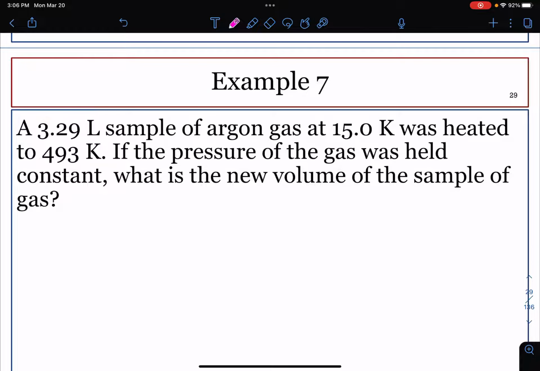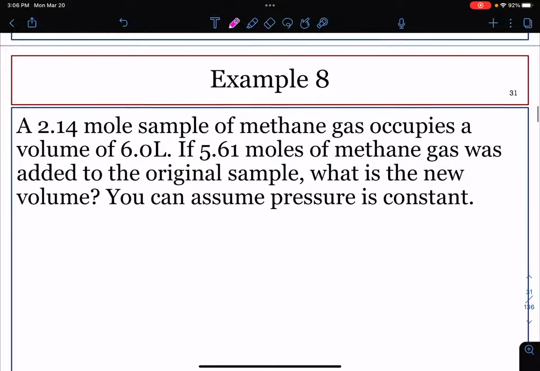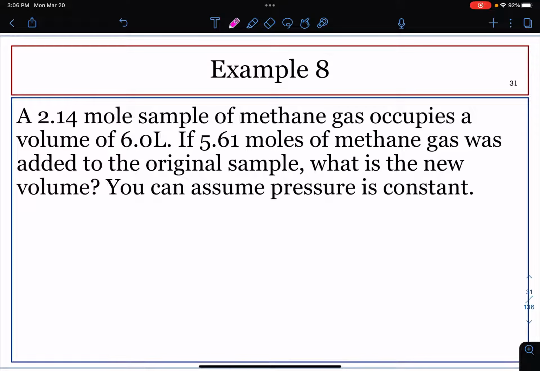See if you can solve this problem. Charles' law. This one can also be solved with cross multiplication. And our last example here, problem 8, see if you can pause and solve this problem.